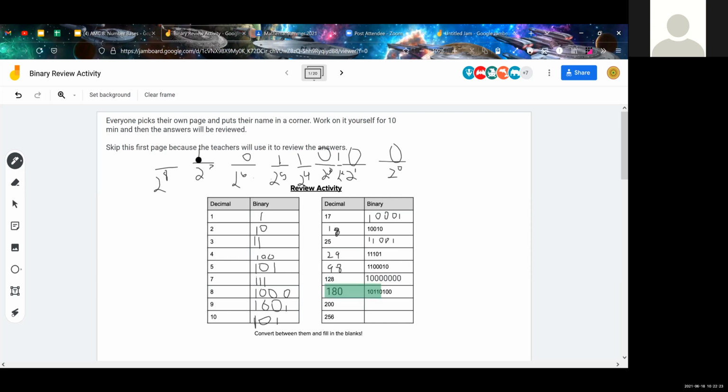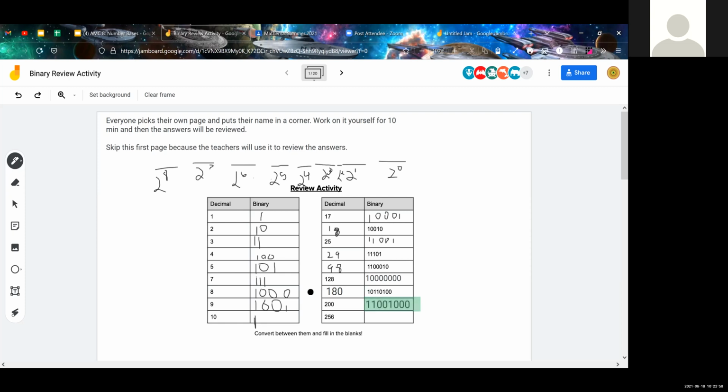Okay, 200. So 200 is gonna be 128 plus 64 plus 8. So that's 11001000. All right, that should be correct.